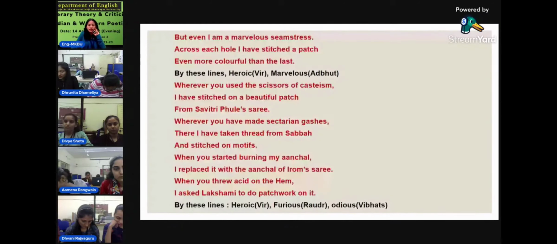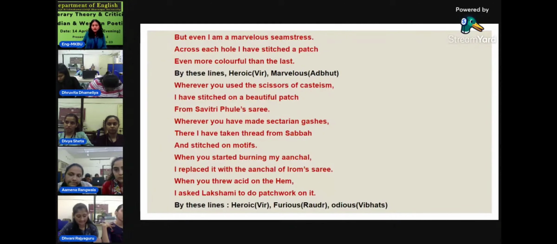We can say that these lines contain the heroic rasa. Wherever you used the scissors of casteism, I have stitched on a beautiful page from Savitri Phule's sari. Wherever you have made sectarian gashes, there I have taken the thread of Shabba and stitched on motifs. When you started burning my anchal, I replaced it with the anchal of Irom's sari. When you threw acid on the hem, I asked Lakshmi to do patchwork on it.